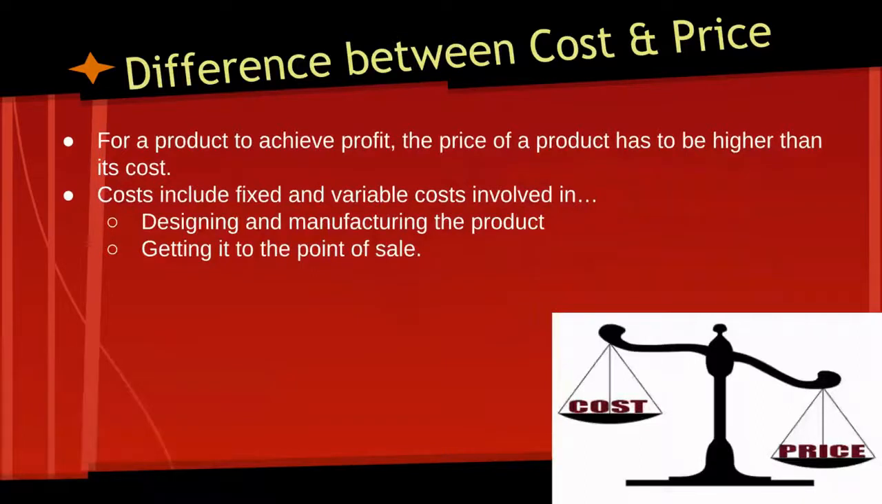The difference between cost and price. For a product to achieve a profit, the price of a product has to be higher than its cost. The cost includes fixed and variable costs involved in the designing and manufacture of the product and getting the product to the point of sale.